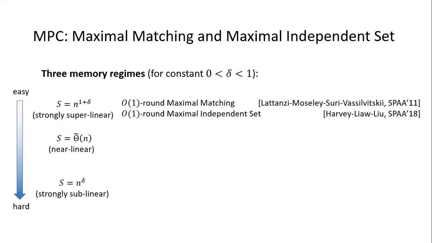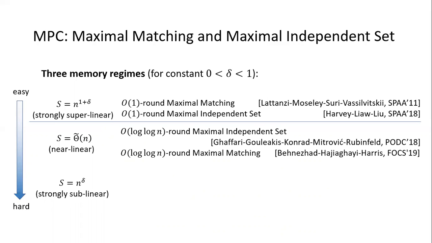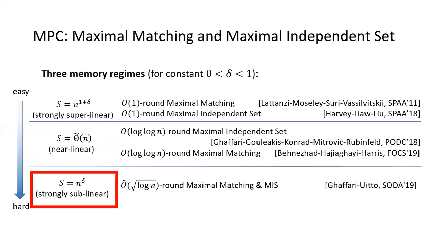In the strongly superlinear regime, we can solve these two problems in constant rounds. And in the near-linear regime, the best known algorithms run in order log log n rounds. And in this paper, we'll work in the strongly sublinear regime, which is the most challenging. Currently, the best algorithm needs square root of log n rounds to compute maximal matching or MIS.